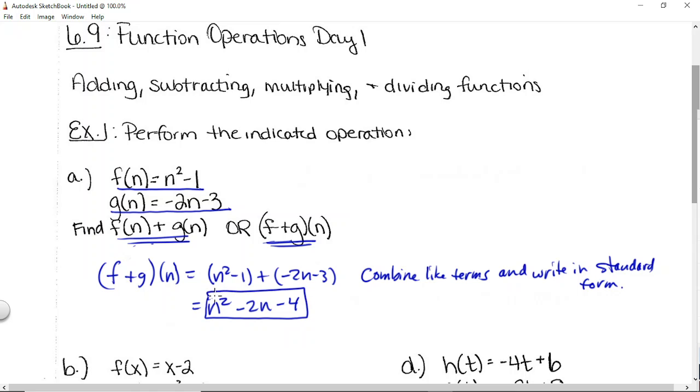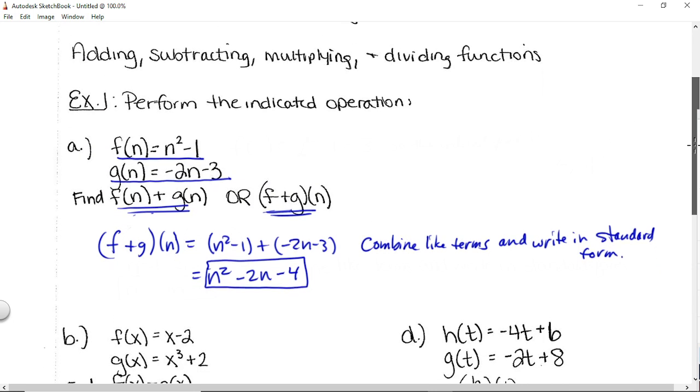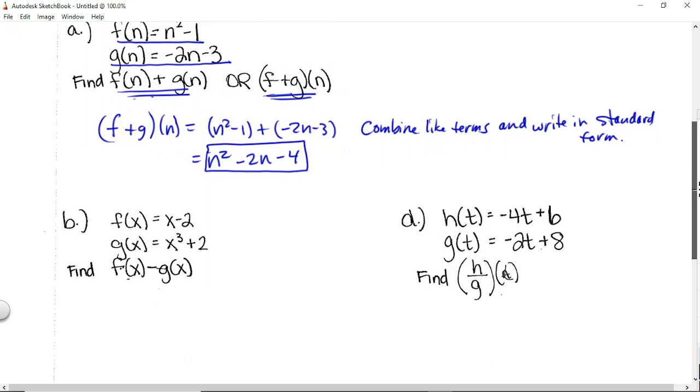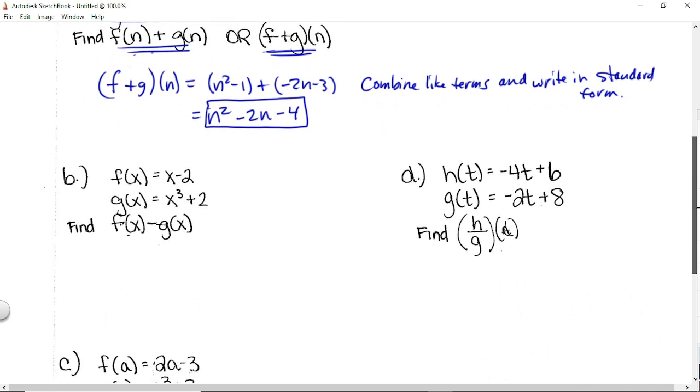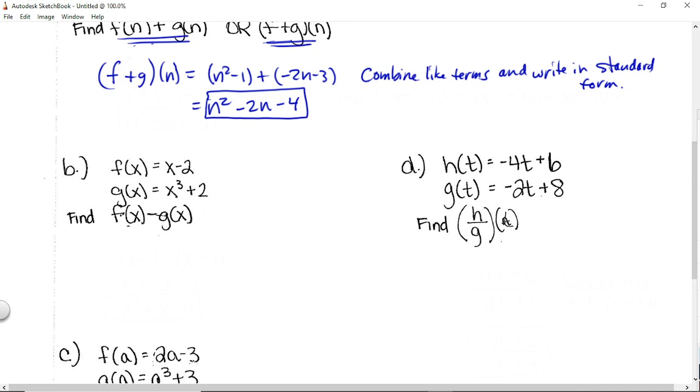Okay, so that's how you add functions. You just write down the function definitions and add them, combining like terms. Let's look at the next one. So we have these two functions, f of x and g of x, and we're asked to find f of x minus g of x. So this time we will subtract.